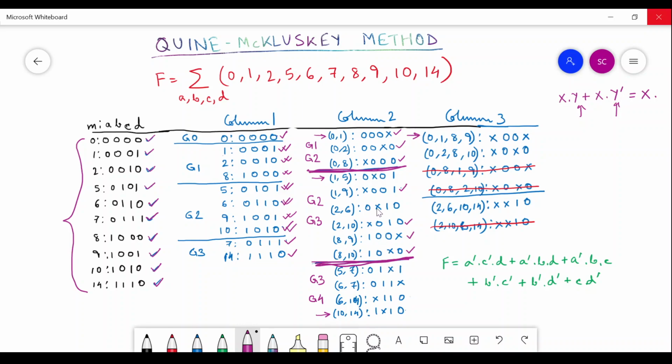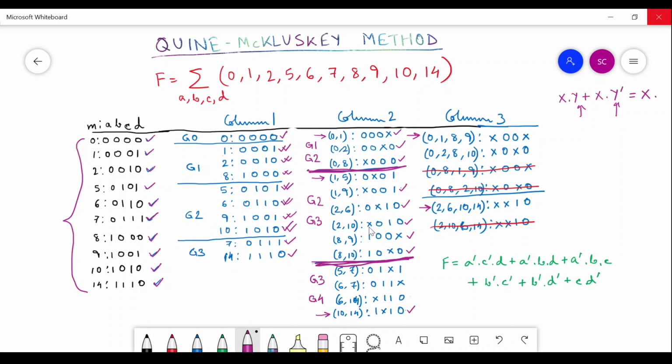Then 2 6, the second bit is x, again 10 14. So let's see 2 6 and 10 14. Can you combine? Yes, we can combine, because among the other three bits only the first bit has changed, you notice. So you put a tick mark on 2 6 and 10 14, and take this combination here and write it as xx10. So after that 2 6 is done.